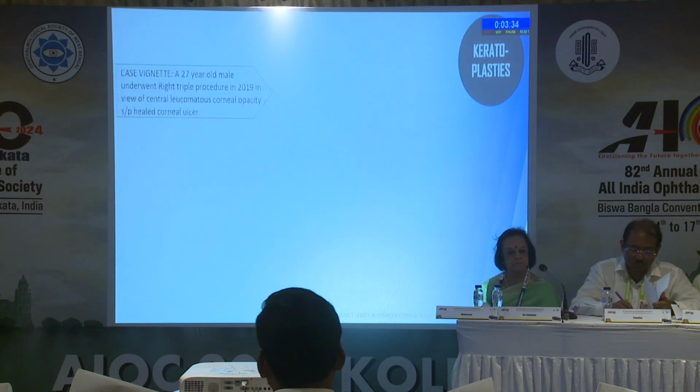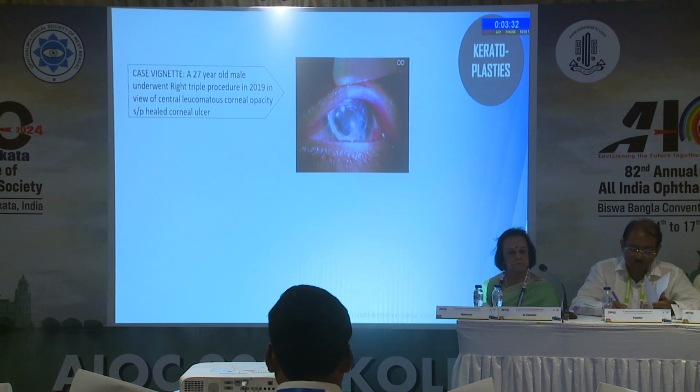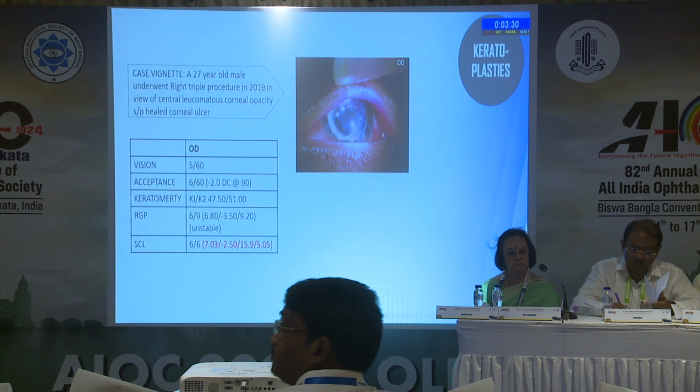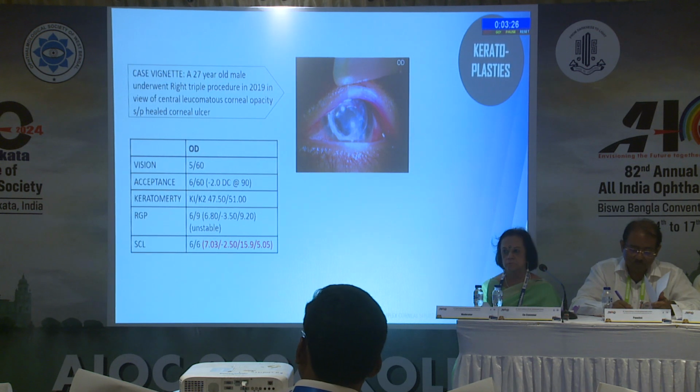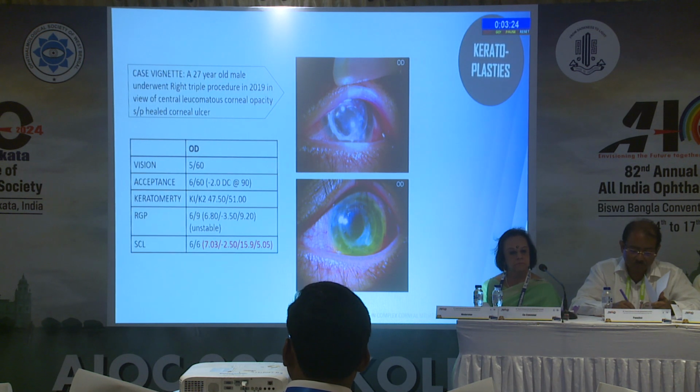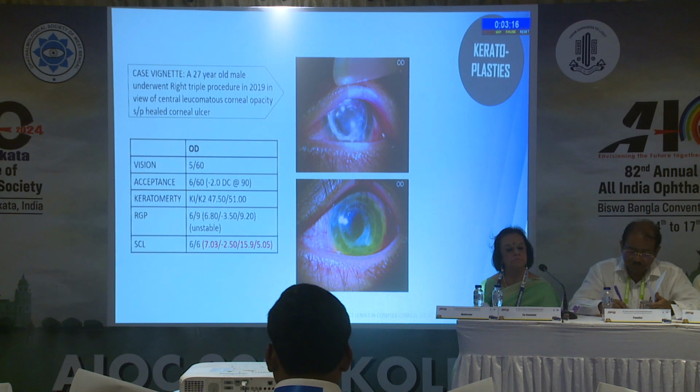Discussing various case scenarios of keratoplasty, a 27-year-old male underwent right triple procedure in 2019 for central leukomatous corneal opacity. Post-operatively, the vision with acceptance was 6/60. The RGP was unstable and scleral contact lens was given and the vision improved to 6/6.